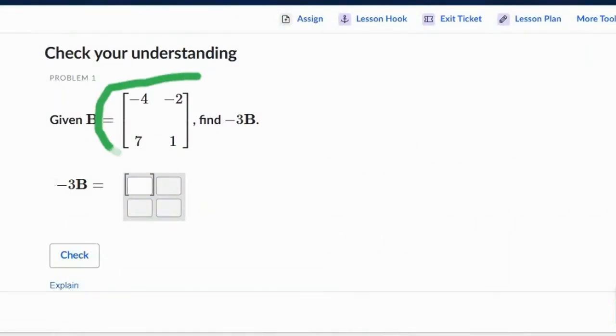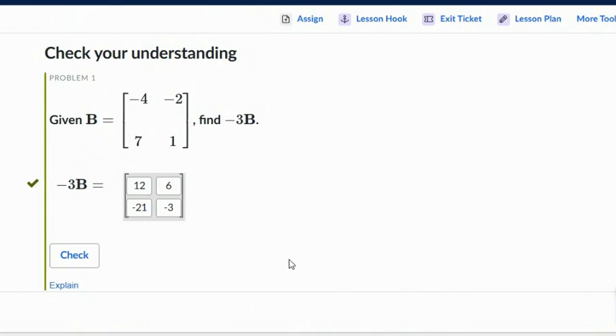This was our matrix right here, but we're taking that times negative 3. Really the only tricky part is just paying attention to the negatives, because a negative times a negative is going to be a positive. So when you have a negative 4 times negative 3, we've got to go positive. Negative 2 times negative 3 is a positive. But the second row are positive numbers, so multiplying them will change them to a negative. And that's as simple as it needs to be right there. Absolutely correct. Good job, guys.